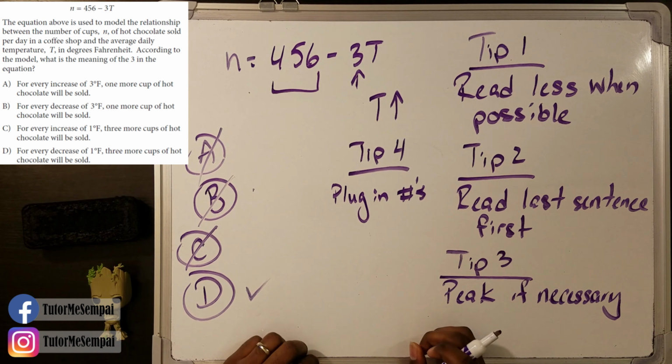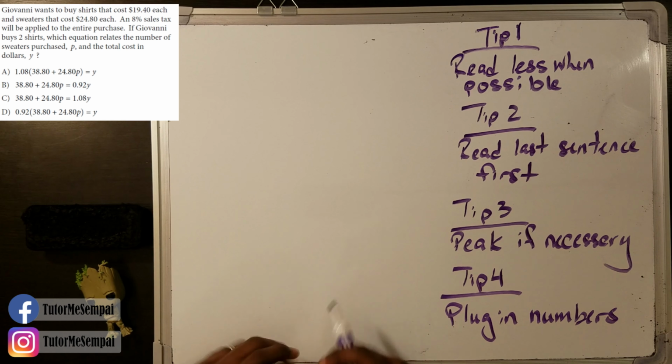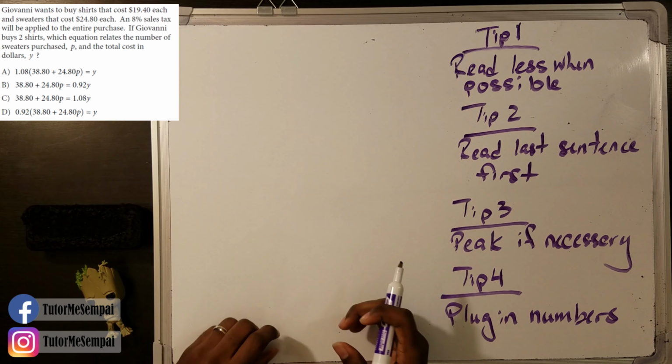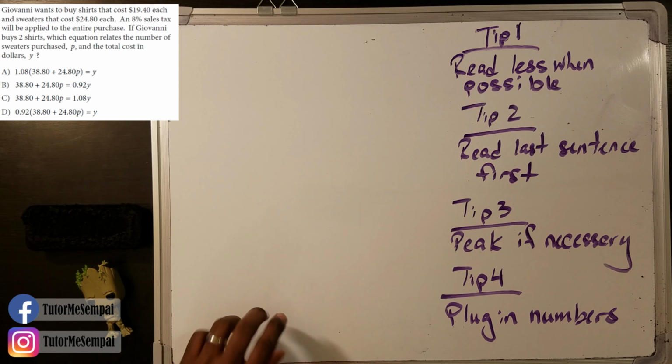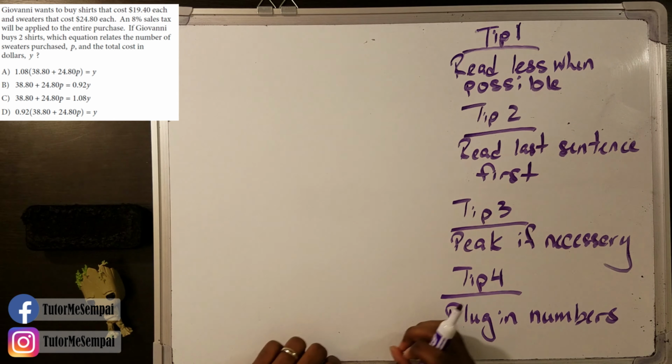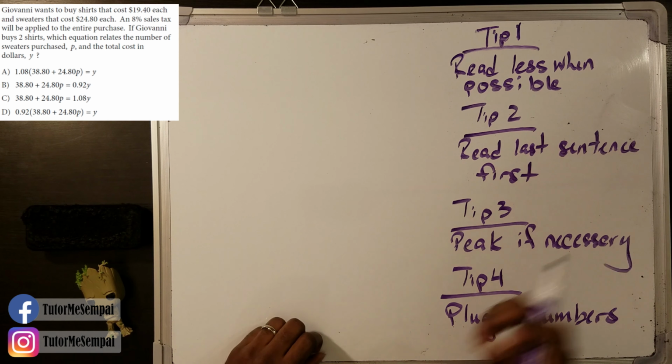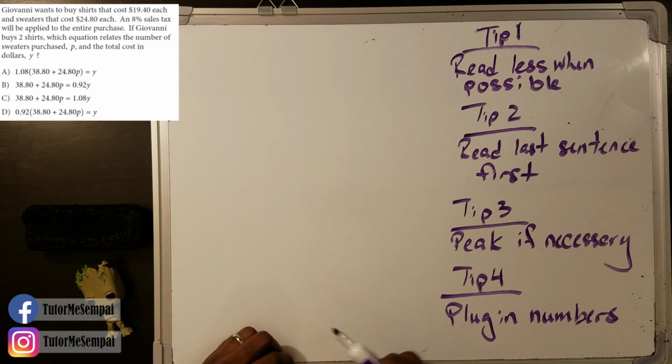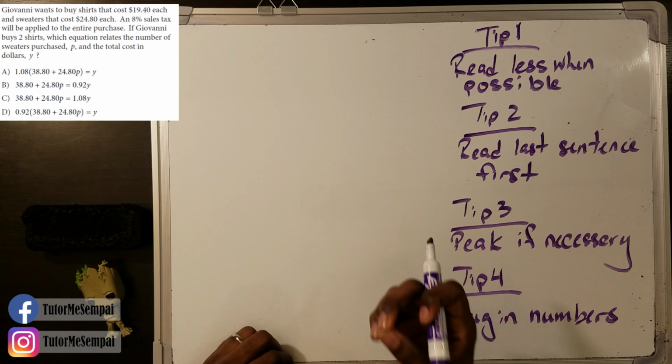So let's use these 4 tips for another question. Our second question also has quite a bit of text here. So let's see if we can read less with our first tip by reading the last sentence first. The last sentence says, if Giovanni buys 2 shirts, which equation relates the number of sweaters purchased, P, and the total cost in dollars, Y?